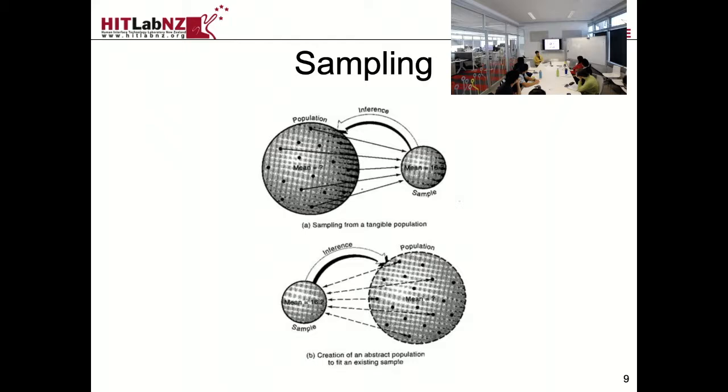All right, so let's talk about sampling. There are two types of populations. One we can call tangible, and the other one is an abstract population. What does it mean? The upper image says that we have some fixed population.